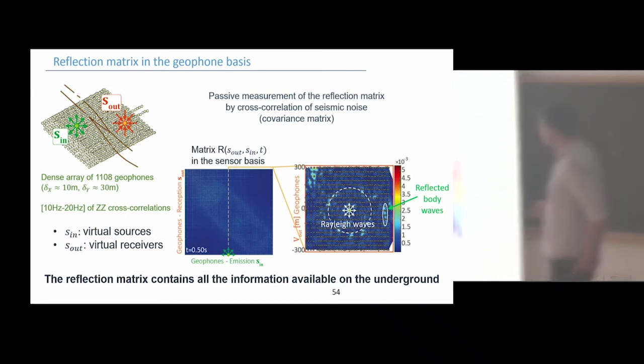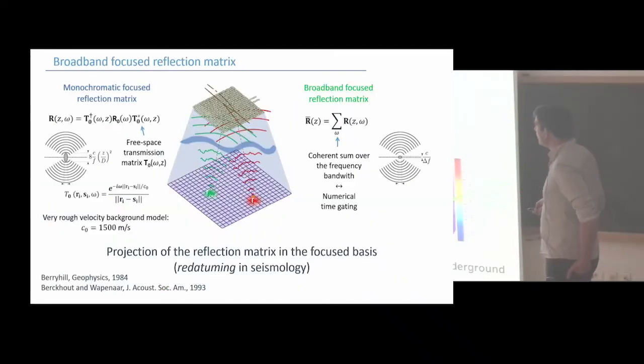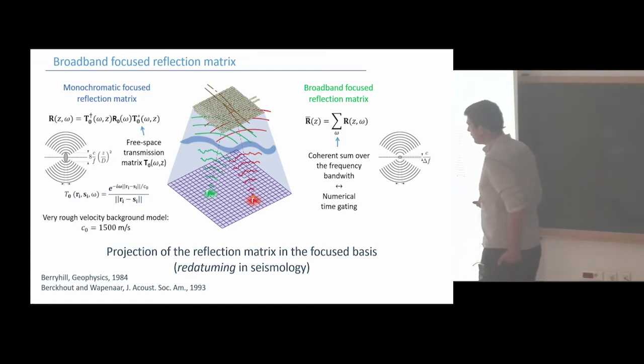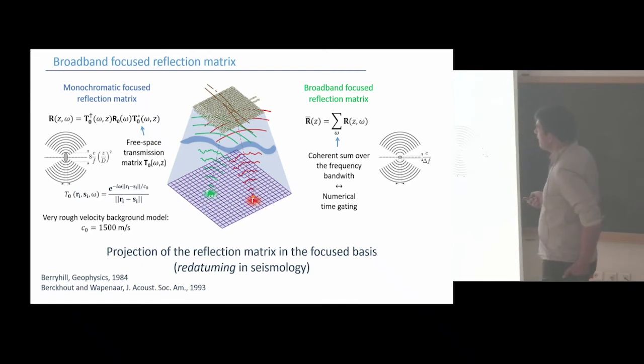But this basis is not very convenient for imaging, and as we have done before, you can focus inside the medium and look at the impulse response between virtual geophones inside the Earth. So we do exactly as in acoustics. We consider this reflection matrix in the frequency domain. We apply the free space Green's function, if you want. We consider a very simple, very rough model, just constant wave velocity. And so we apply this free space transmission matrix.